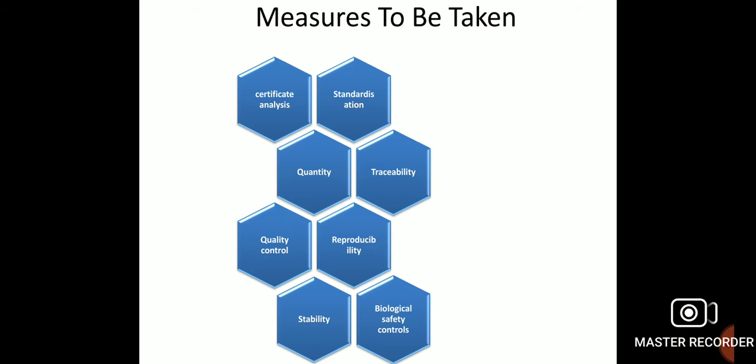So what measures have to be taken before developing or while going for alternative models? There are some things you need to consider, like certificate of analysis, standardization, quantity, traceability, quality control, reproducibility, stability, biological safety controls, and many more.